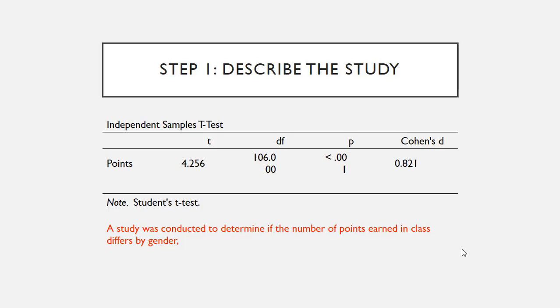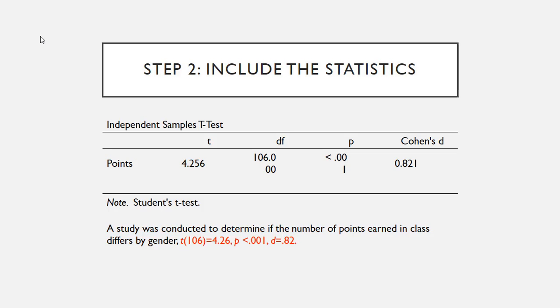So step 1, describe the study. I'm going to say that a study was conducted to determine if the number of points earned in this class differs by gender. That's just that statement that talks about the class. The next step is to talk about the statistics. Again, this is the most complex part. As you can see, we have the t, which is italicized, the degrees of freedom in parentheses, an equal sign, and the actual t value. We put it at 2 decimal places, 4.26.